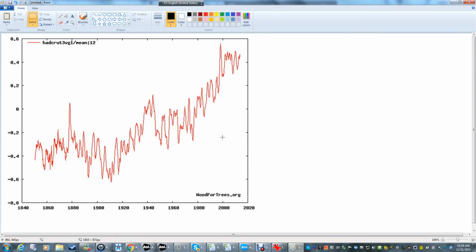This is the global temperature data from 1840 to 2020 that is on the woodfortrees.org site. And what I'm going to do today is try running a few hypothetical trend lines through this data and see exactly where they might go.